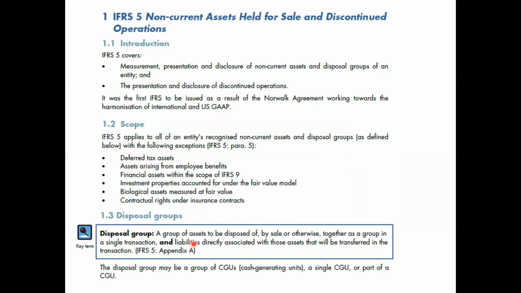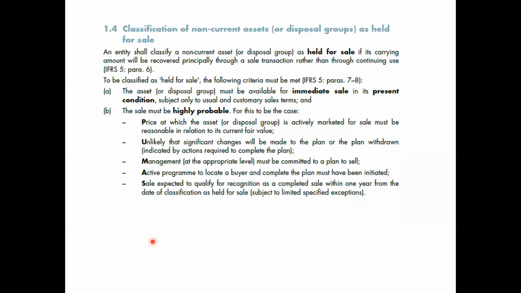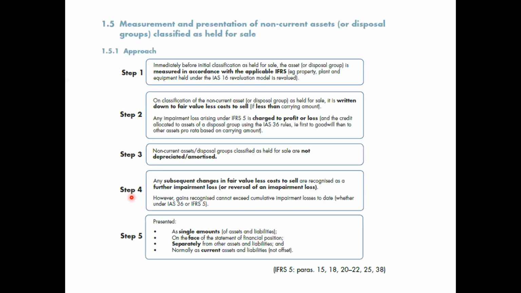So then we need to understand what is a disposal group. So you need to understand those definitions specifically. Look at the classification of non-current assets held for sale. Make sure that it's an asset that's available for immediate sale and it's highly probable, and we have these criteria which we need to meet. So make sure you understand those criteria for the classification of a non-current asset held for sale.